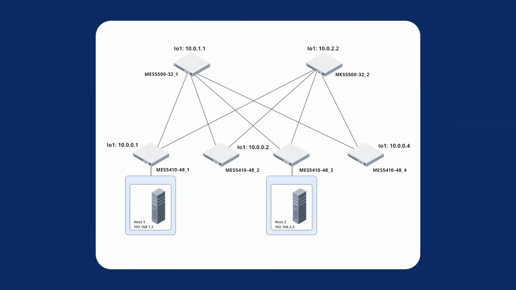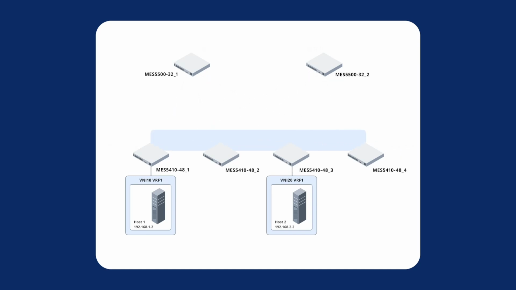VXLAN provides L2 connectivity between hosts on the same network. To solve the problem of L3 connectivity between hosts, MES switches support Symmetric IRB technology with L3 VNI. L3 VNI provides the transmission of encapsulated routable traffic between leaves and, accordingly, between L2 VNIs. The advantage of this technology is that there is no need for all L2 VNIs to be routed between them on all leaves.